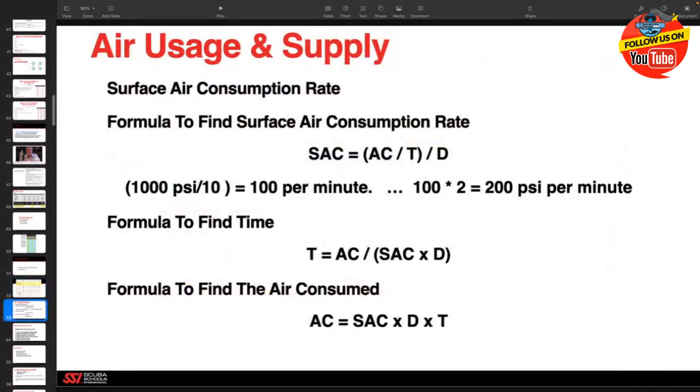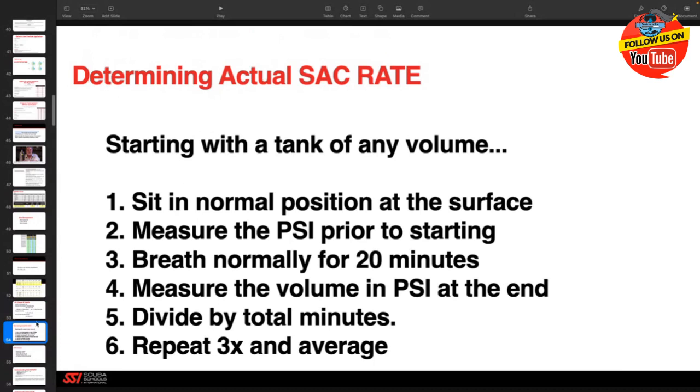Air usage and supply. Surface air consumption rate, the formula to find this out is generally sack rate. I'm telling you right now, this is what's in the book. If you had paper books, I would do a Dead Poets Society and have you rip that page out, throw it away and shred it, because it's the most worthless page ever. Let's determine our sack rate the right way, and let's do it a lot more easily.